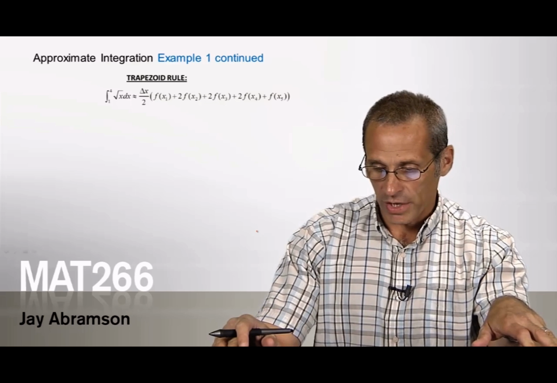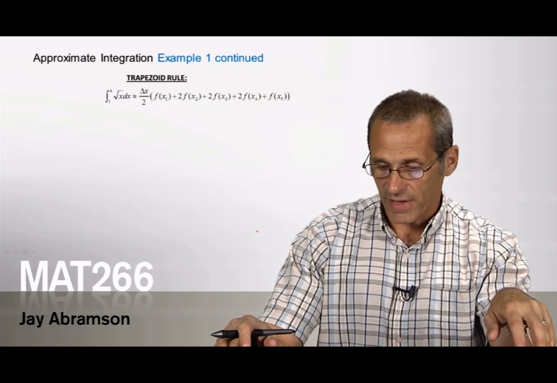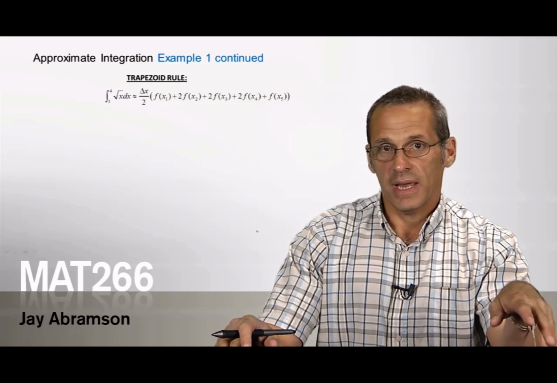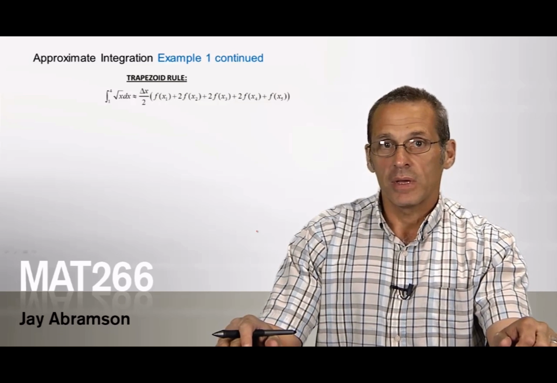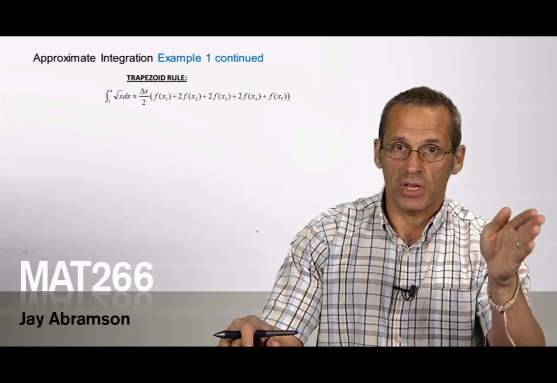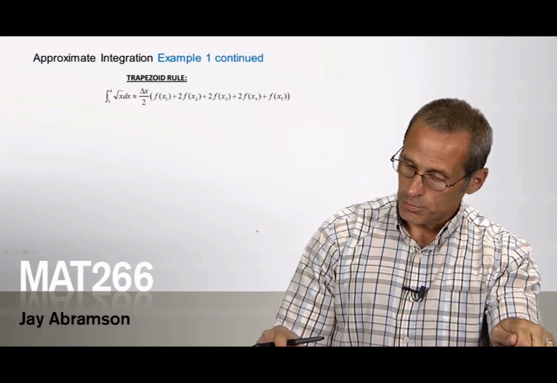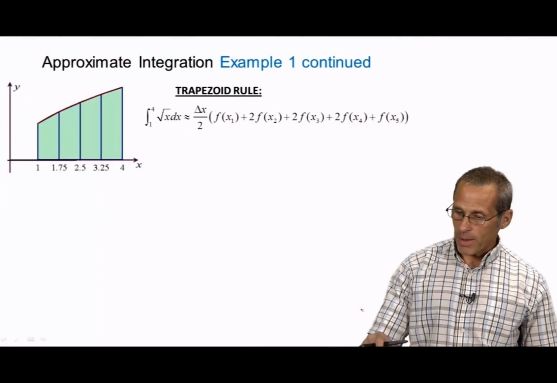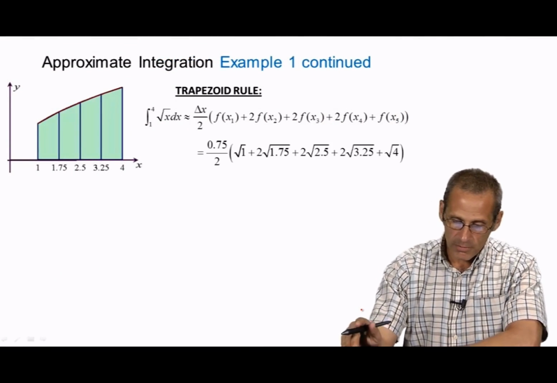Lastly, we look at the trapezoidal rule. Delta x over 2 times f of x0, and then we take twice f of x1, plus twice f of x2, plus twice f of x3, and lastly plus f of x4. Again, each subsequent height is represented by the left side and the right side of a trapezoid. It's counted twice, with the exception being the first and last heights. So we look at the picture, see the area under the curve approximated by trapezoids, and we substitute in.